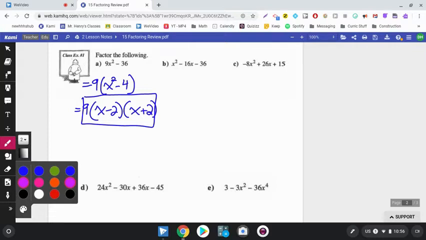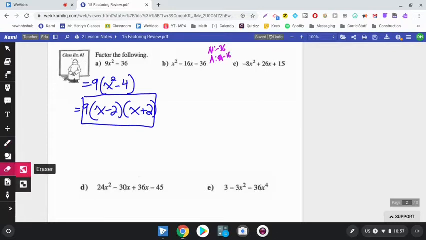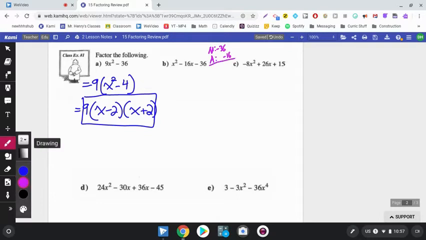It's just x squared. So really, all I need to do is find my magic combo of multiply to the constant, negative 36, add to the middle, negative 16. And if I find those numbers, I have my factors. Multiply to negative 36, add to negative 16.